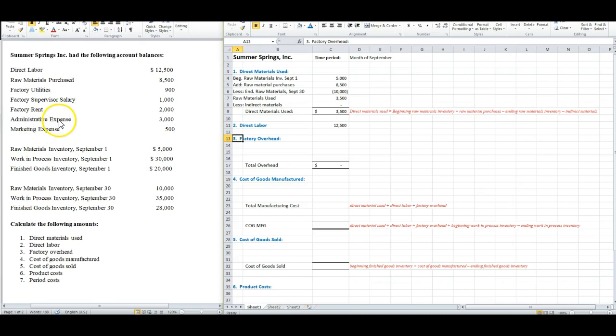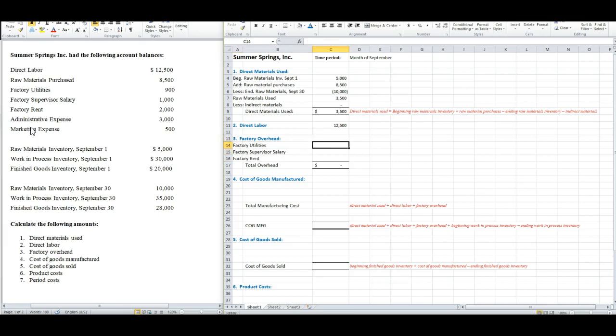We also have administrative expense and marketing expense, but those do not have the word factory in them and are not related to creating the product, so they are not factory overhead. So it's only going to be those 3 items. So factory utilities, factory supervisor salary, and factory rent.